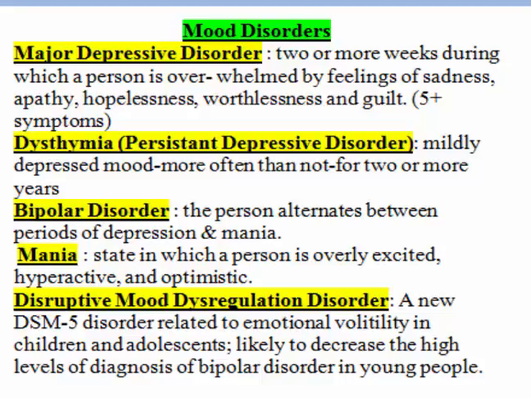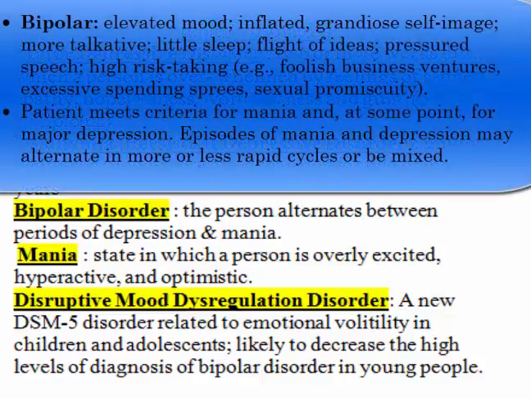As we move through the category, we look at bipolar disorder, where a person alternates between periods of depression, which I've already explained to you, and mania. Mania is a state where a person is overly excited, hyperactive, optimistic. When you're going through a period of mania, you would be experiencing extreme energy. You typically engage in behaviors that aren't exactly safe. You might go on gambling sprees, shopping sprees, things like that. So again, bipolar would be alternating between the two.